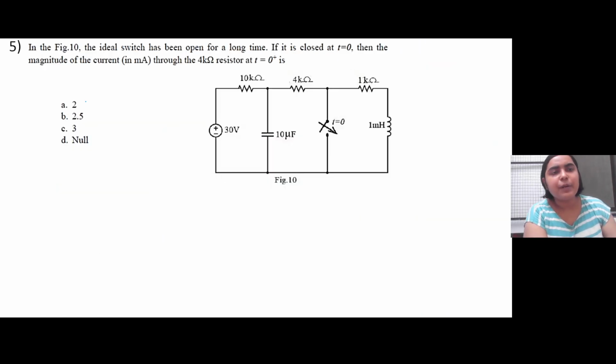Okay. So in this particular question, what is given? There is a circuit, and this particular switch has been open for a long time. If it is closed at t equal to 0, then what is the magnitude of current through this particular 4 kilo ohm resistance, right? So let us find the circuit before time t equal to 0 and after t equal to 0. So before t equal to 0, this switch is open, right?